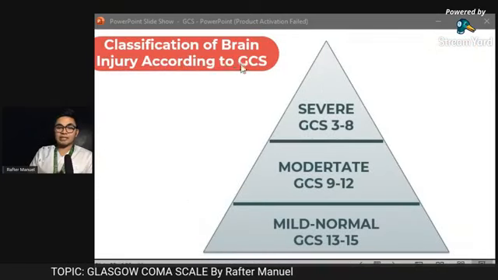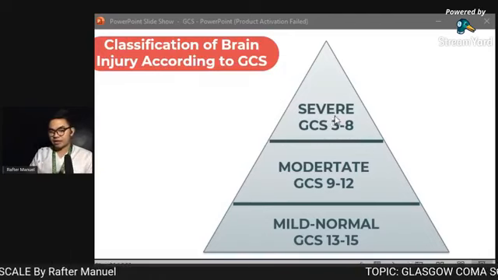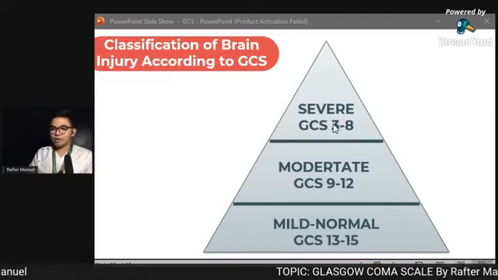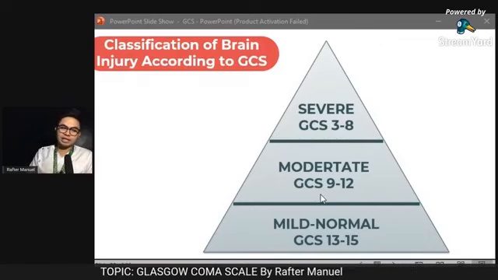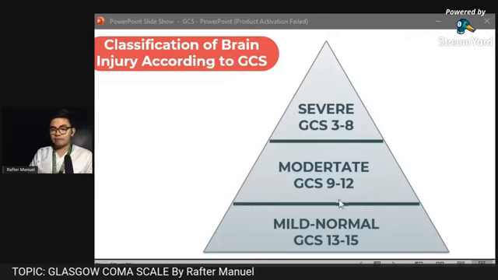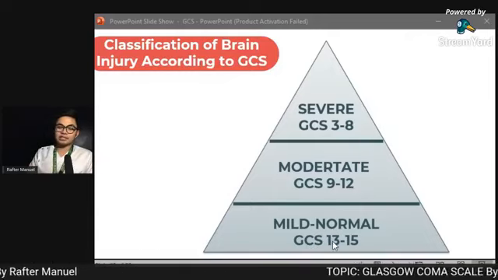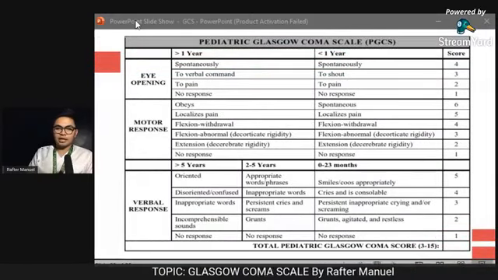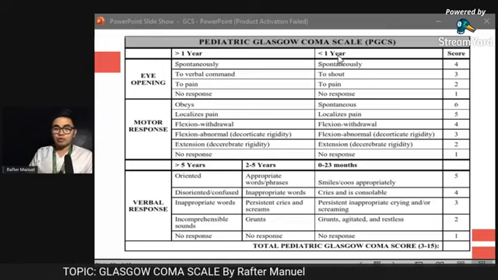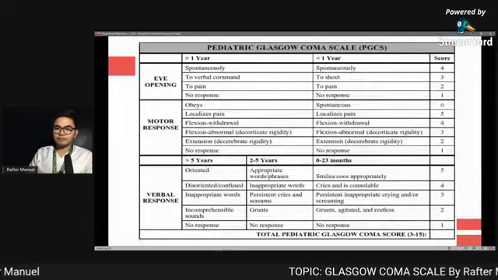And yes, the classification of brain injury according to the GCS is severe, considered to have a total of 3 to 8. Moderate, GCS score is 9 to 12. And mild to normal is GCS 13 to 15. Now, very quickly lamang po, the pediatric Glasgow Coma scale is very much the same with the adult. Okay?